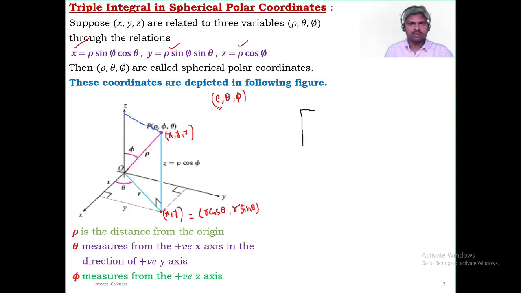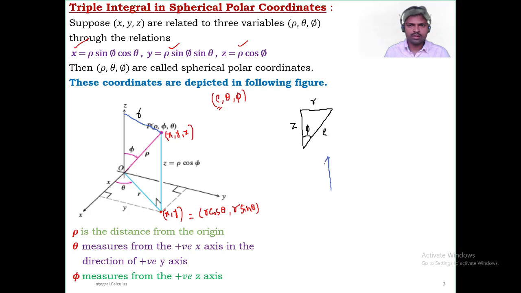So what is this? This is z, right? Look at this length is z from here to here. Next, this one is r, right? Look at this blue one, this length is r, therefore this length is also r. And what about this? This is rho. So angle between z and rho will be phi. This is phi.